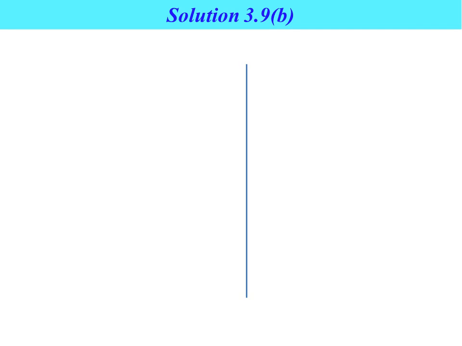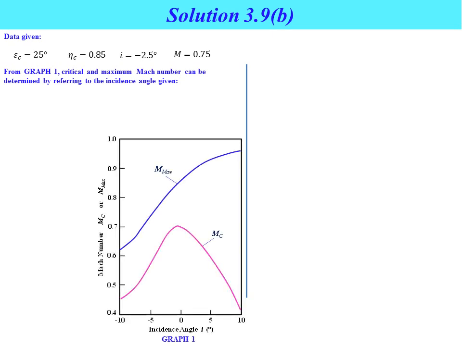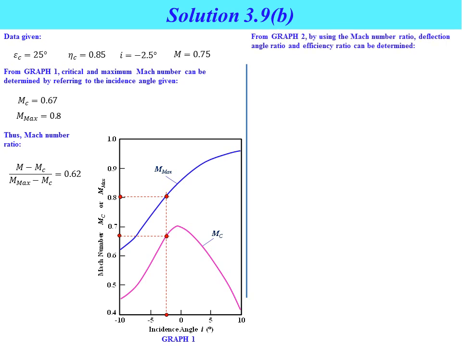Solution for example 3.9b. Okay, data given: critical deflection angle equal to 35 degrees, critical efficiency equal to 0.85, incident angle negative 2.5 degrees, Mach number equal to 0.75. From graph 1, critical and maximum Mach number can be determined by referring to the incident angle given. Okay, by referring to graph 1 as shown in the slide, draw the vertical line for incident angle equal to negative 2.5 degrees. So from the graph, we can obtain the value for critical Mach number, which is equal to 0.67, maximum Mach number, which is equal to 0.8. Thus, calculate the Mach number ratio by using the value of M critical and also M max. So we can obtain Mach number ratio equal to 0.62.